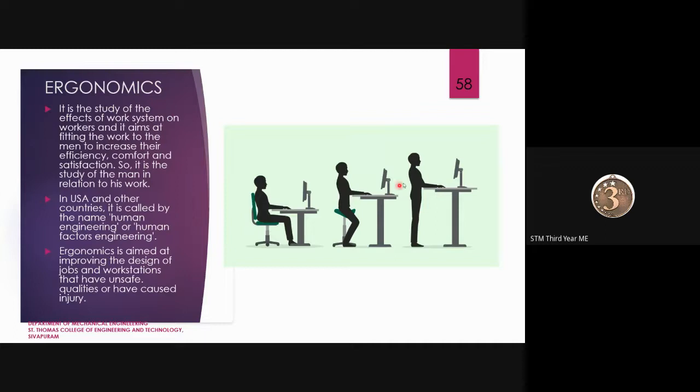So you can see the job is done in three manners: in a sitting position, in a semi-standing position, and a totally standing position. Obviously the fatigue will be more in the standing position and more comfort will be there in the sitting position. Okay, so these are some of the factors.